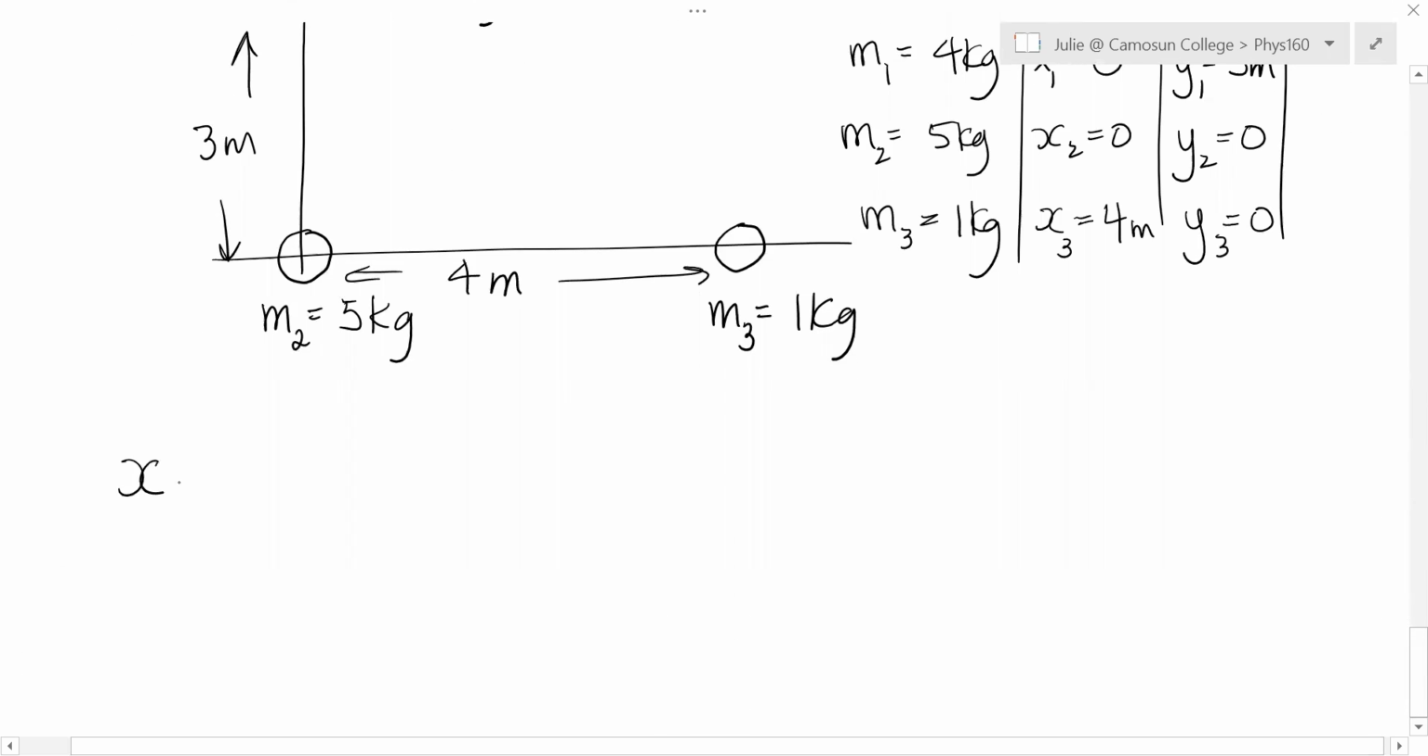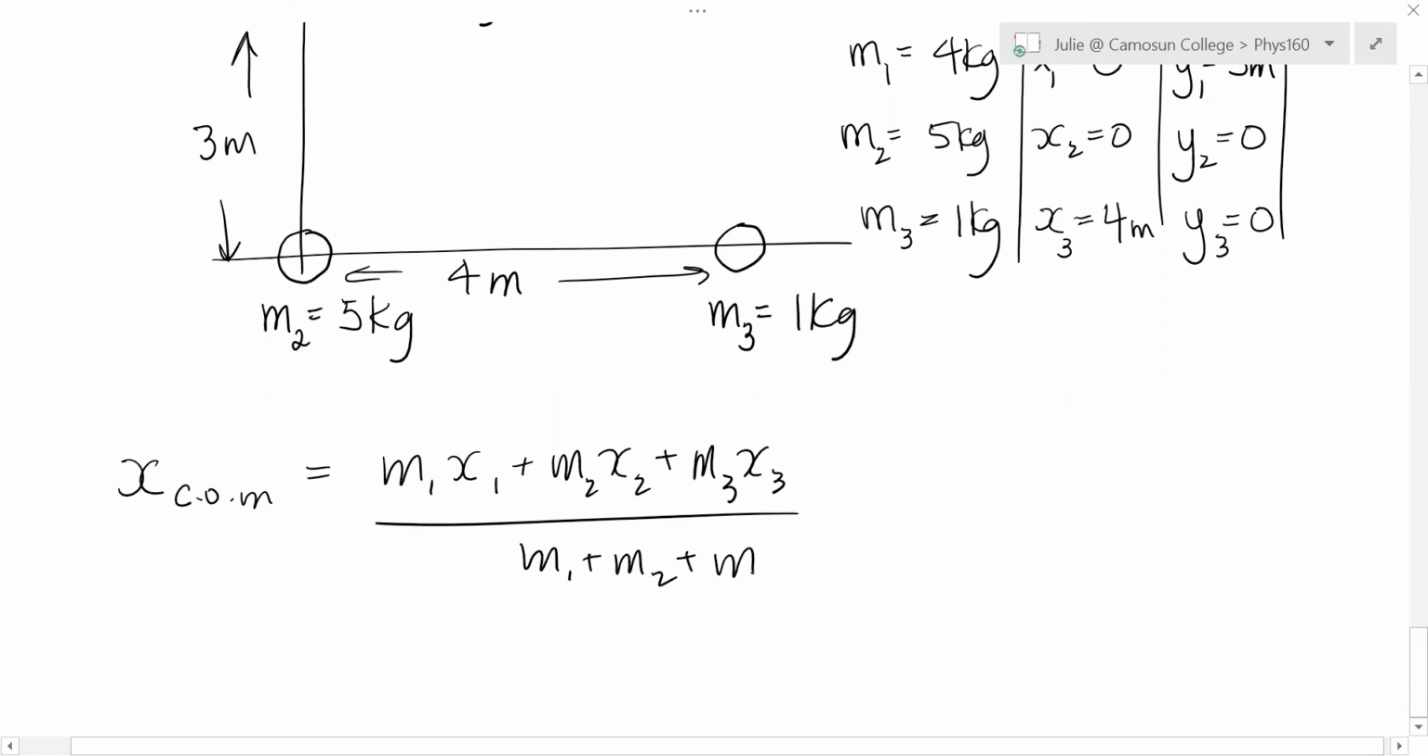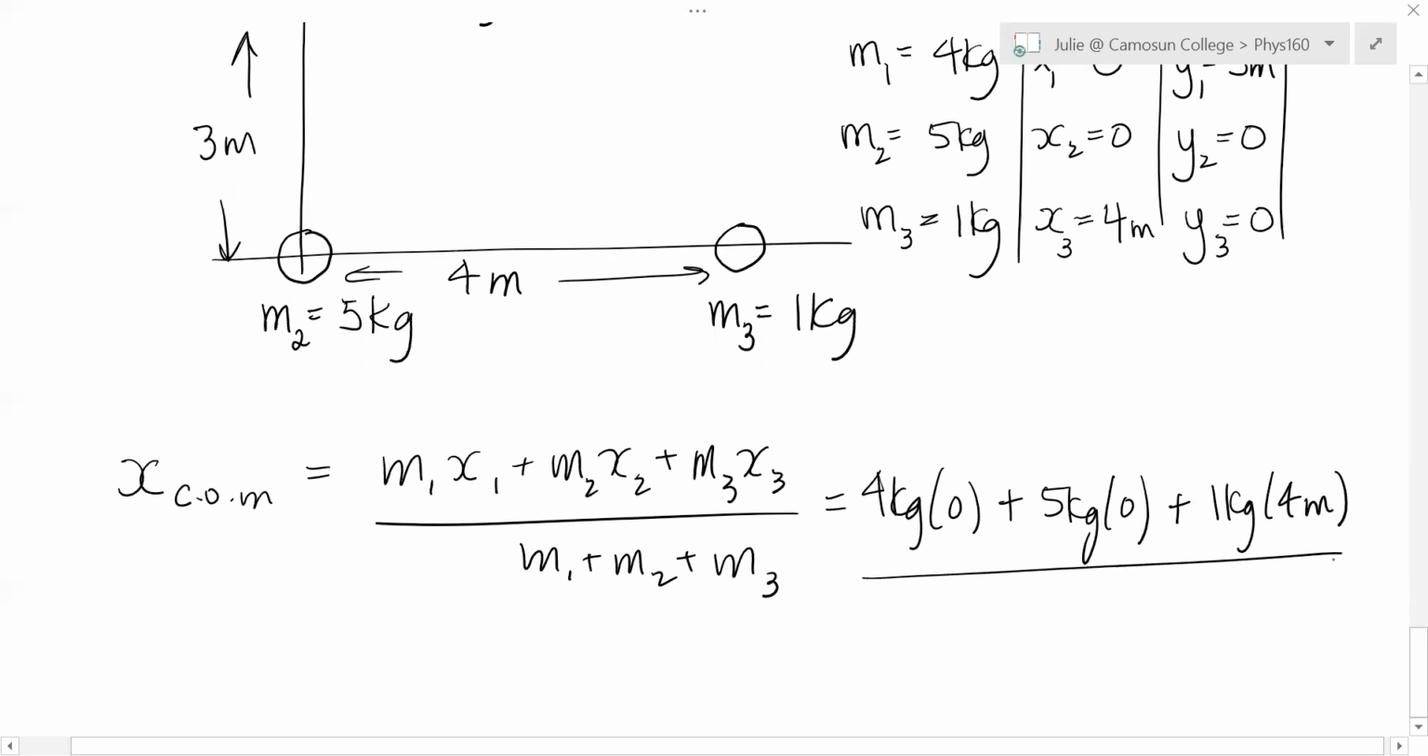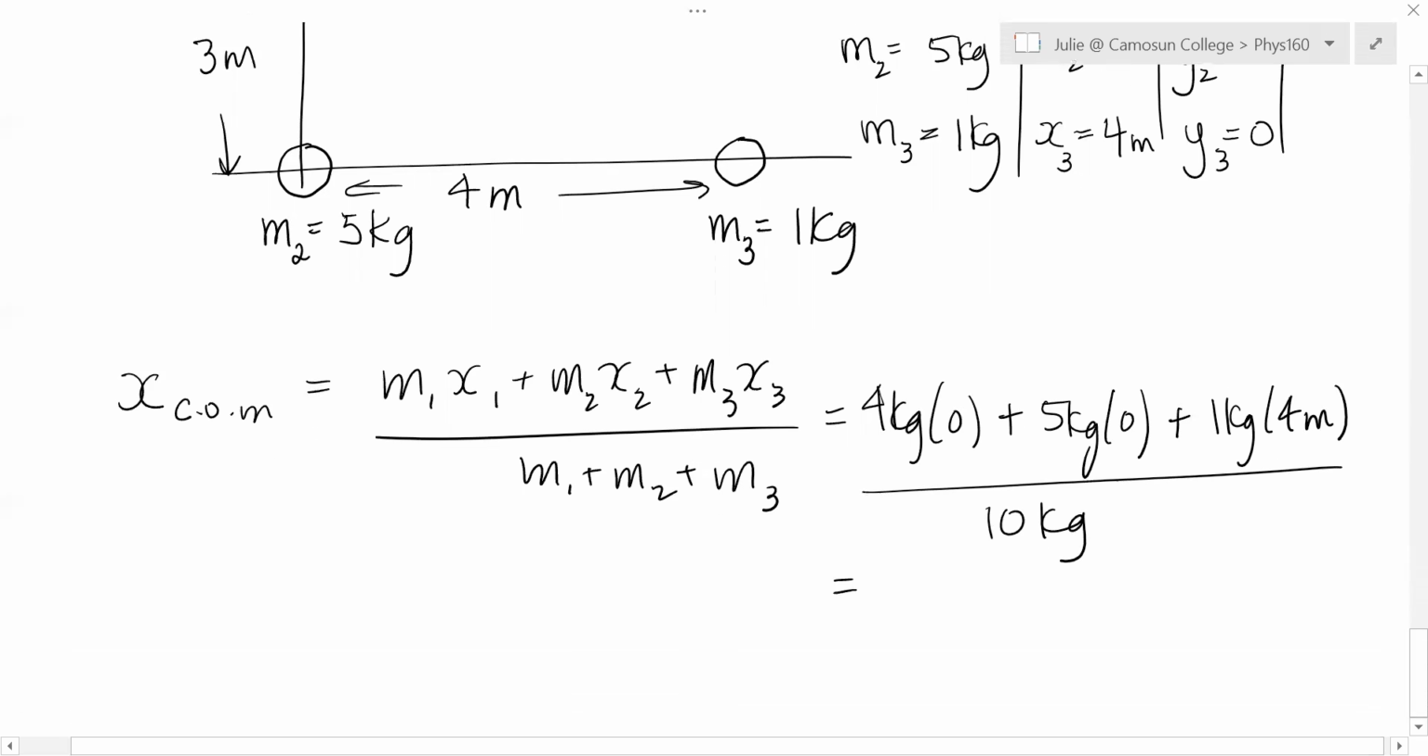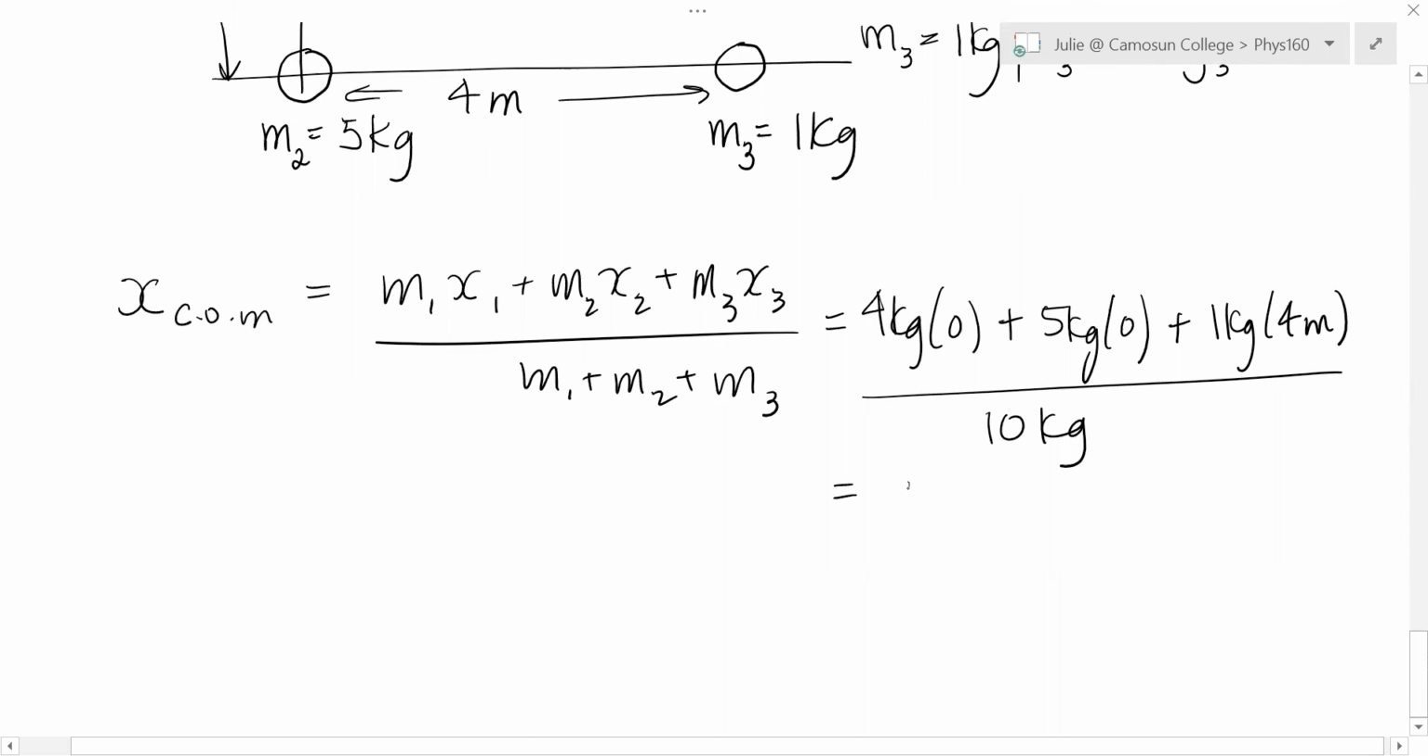Now we can go ahead and do the calculation. x, let's call it center of mass this time, m1x1 plus m2x2 plus m3x3 divided by m1 plus m2 plus m3. It doesn't matter whether the m's have x is 0 or not. You have to include them on the bottom. You always include them all on the bottom. So 4 kilograms times 0 plus 5 kilograms times 0 plus 1 kilogram times 4. And then you add them all up. 4 plus 5 is 9 plus 1 is 10 kilograms is the bottom. Okay, so the position of x is equal to 4 over 10, 0.4 meters.